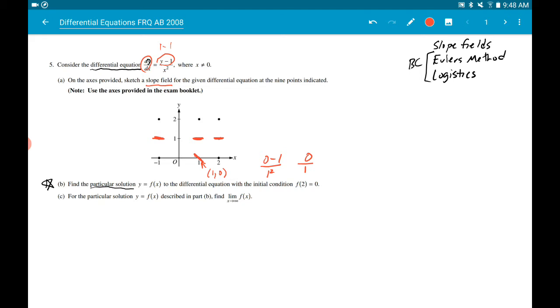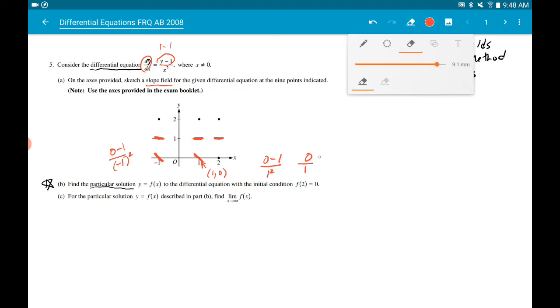So I don't think you're going to be asked to sketch a slope field, but that doesn't mean you can't know how to do it. So if I do maybe this point, (-1, 0), you'd have 0 minus 1 over -1 squared. Looks like it would still be a -1. So for fun, you could fill in the extra ones if you want to.